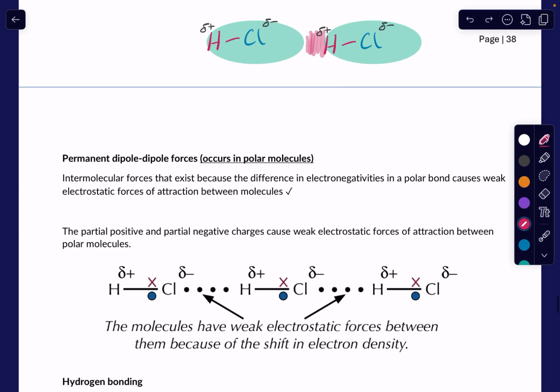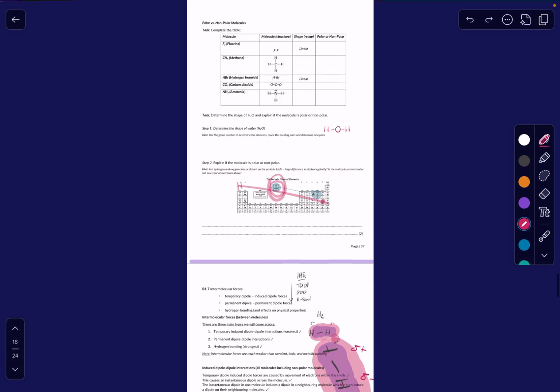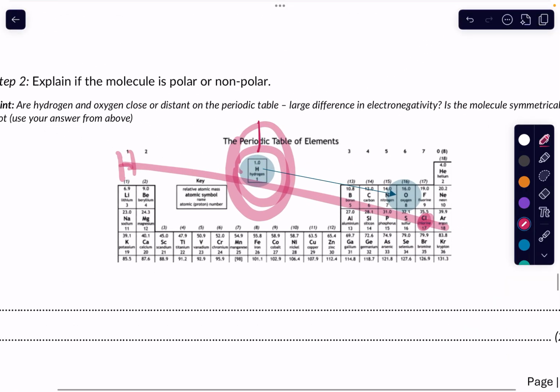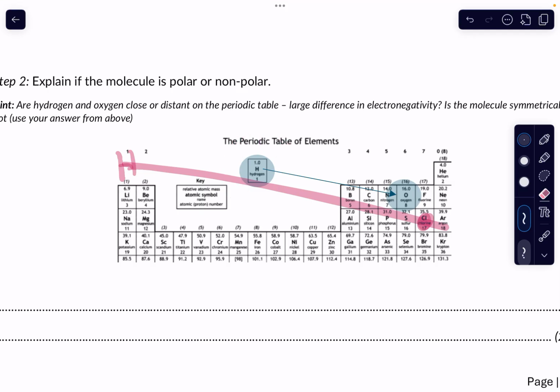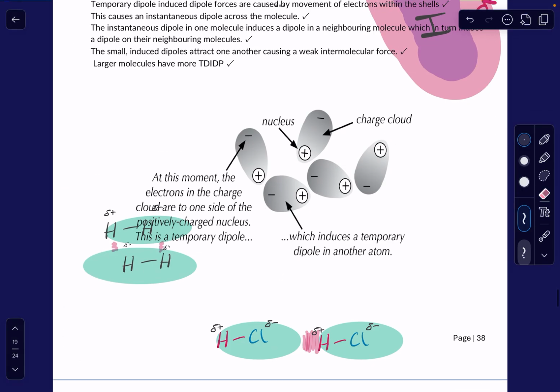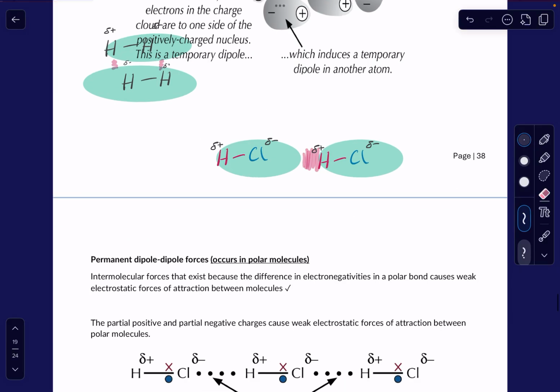Let me explain. When we look at HCl, if I go to the periodic table, you can see over here that typically hydrogen is either here in the middle or there to the left. There is a large difference in electronegativity because they're far apart on the periodic table, which means they are polar. So H and Cl are polar, they're far apart, so therefore it is a polar molecule, which means it can experience permanent dipole-dipole forces. Some of you might be thinking, yeah, but why?